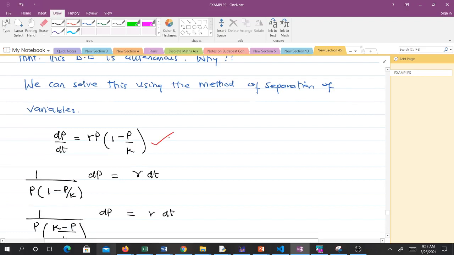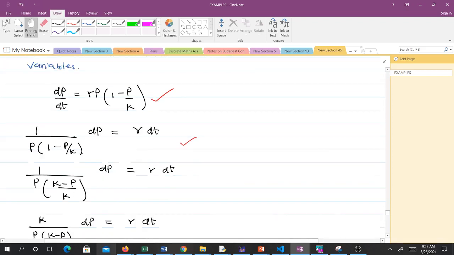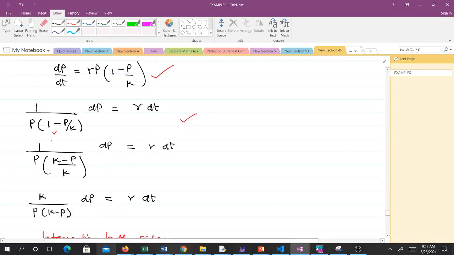Okay, so we have dp/dt equals rp times 1 minus p over k. So when we divide through by p times 1 minus p over k, we'll get this, and we can do some small simplification here to get this, right? And we can further do what we have here to get this. I hope you should understand by now. This is some simple algebra. Okay, so you can take your time and do it till you get to this place, which is quite simple.